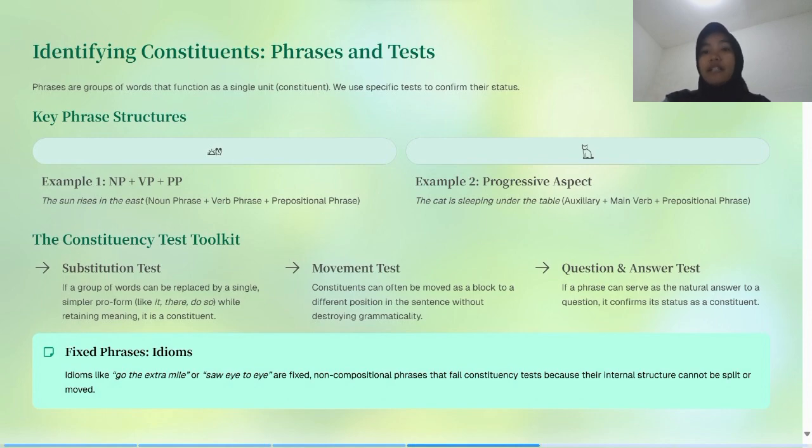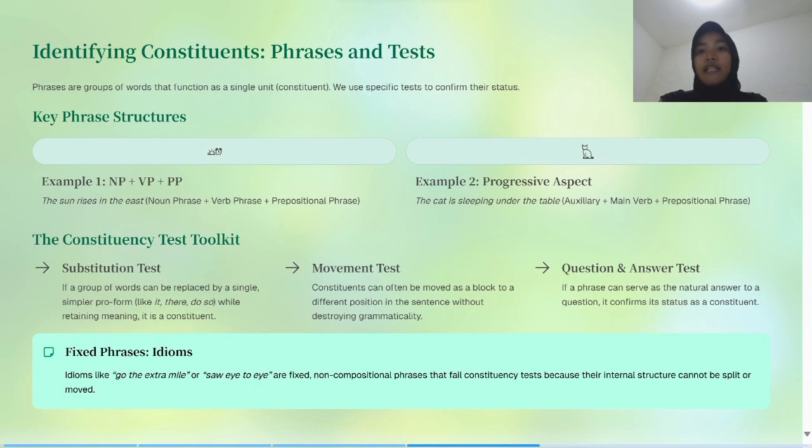Another example, "The cat is sleeping under the table," uses the progressive aspect. Is sleeping shows an ongoing action. The test shows how words group together. I use constituency tests like substitution, movement, and question answer or Q&A.